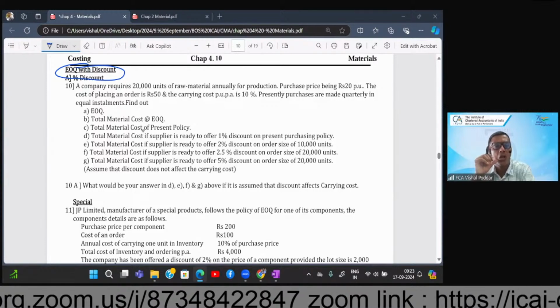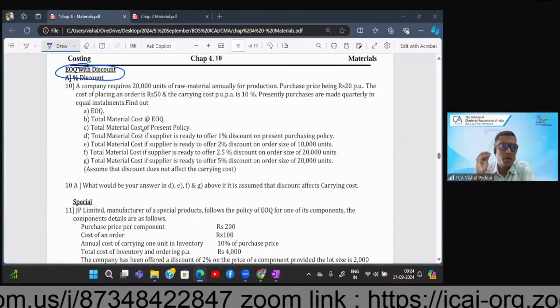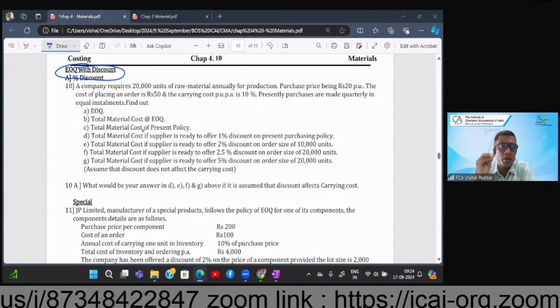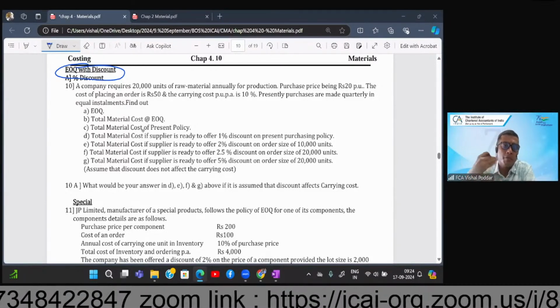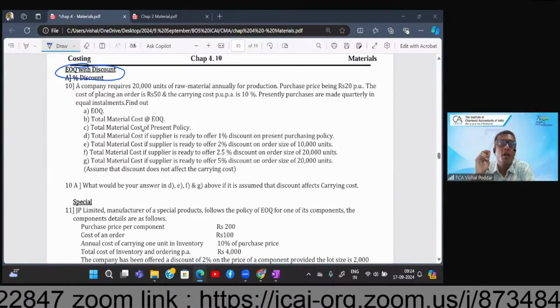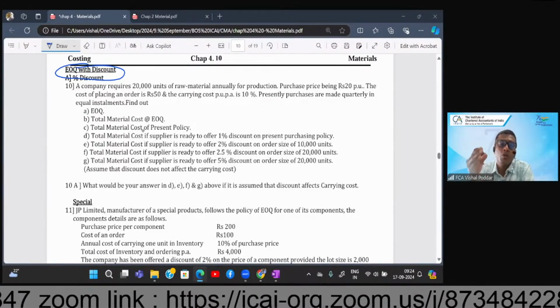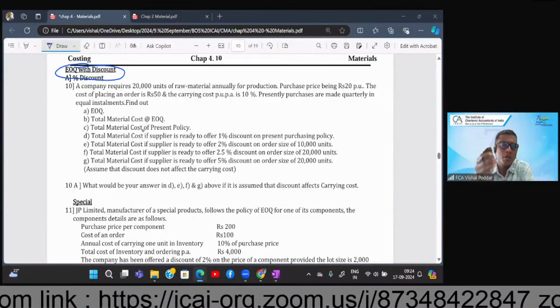Why is EOQ not calculated annually? See, EOQ is the quantity which you will be placing as an order every time. So every time you place an order, EOQ is not annual. It is the quantity for every order. This you will be using throughout the year till your annual requirement is complete. So EOQ is never an annual quantity.